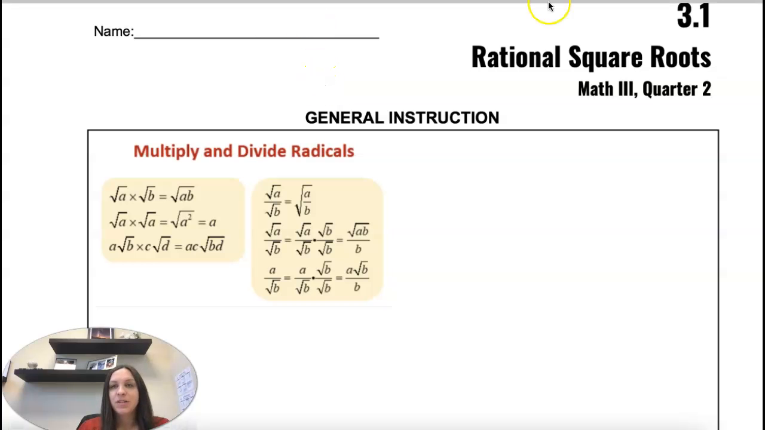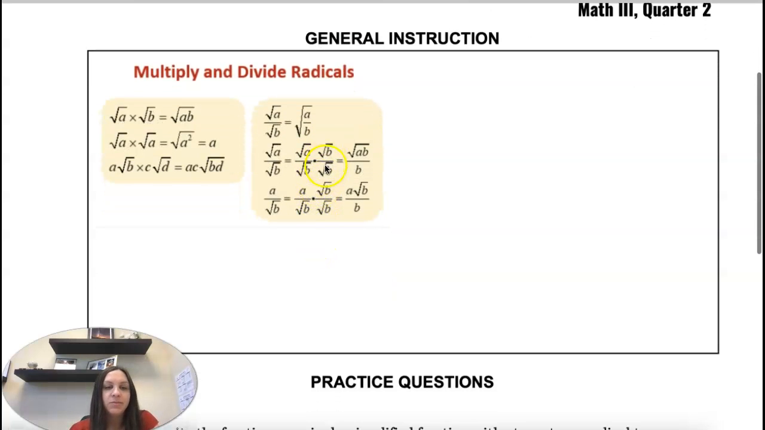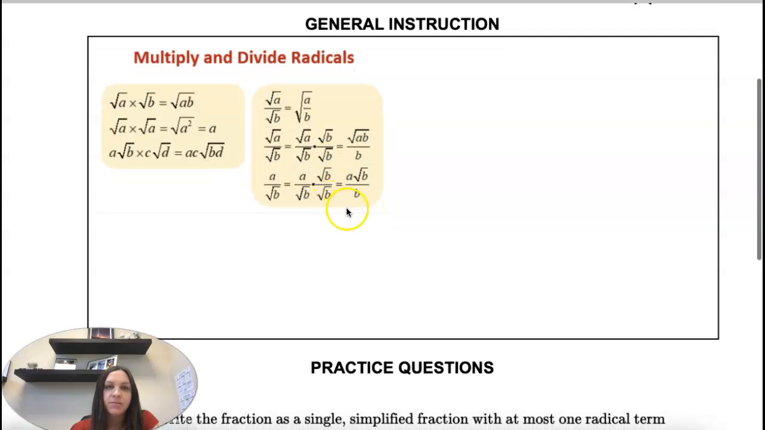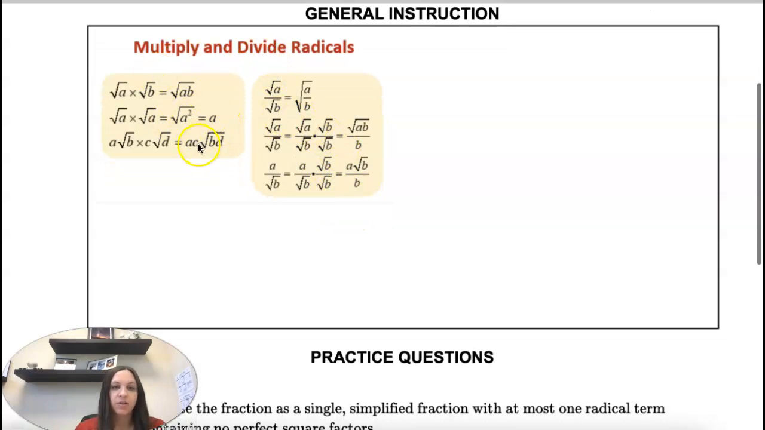So, welcome to Unit 3. We're going to talk about square roots today. And mostly we're dividing. We want to look at denominators. But in order to divide, we just have to know some properties about multiplication.